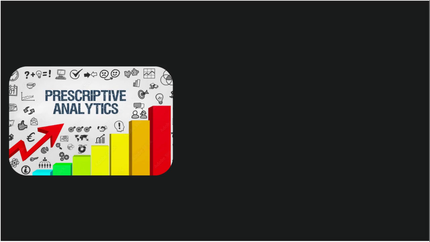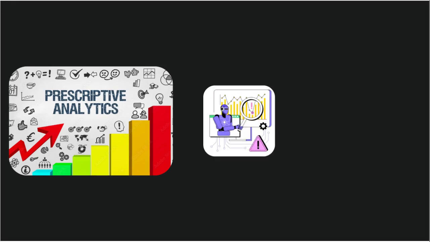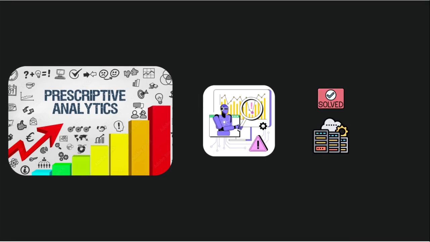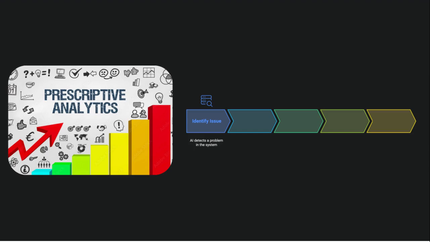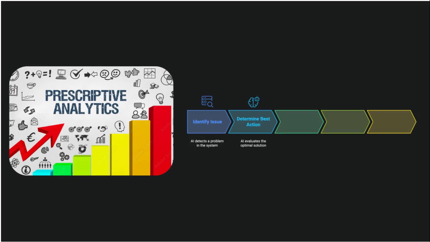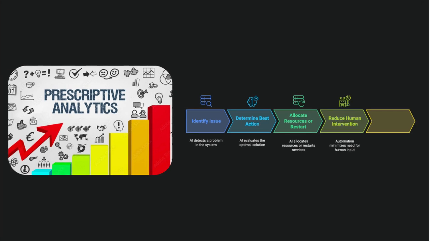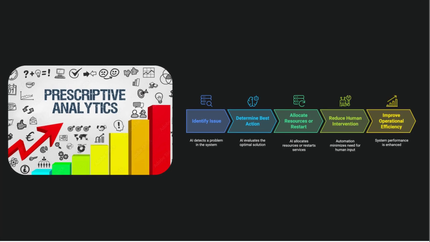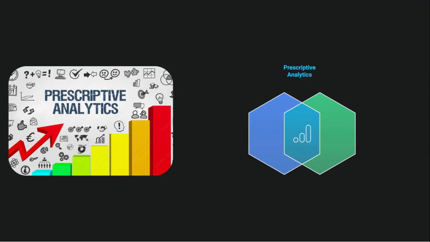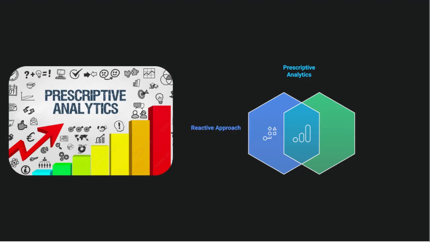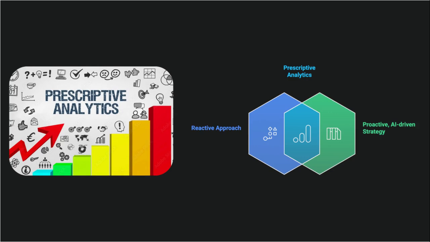Now, let's take it a step further. What if AI could not only predict failures but also resolve them automatically? That's what prescriptive analytics does. AI-driven automation identifies the best course of action to fix an issue. For example, if an application server is running out of memory, AI can automatically allocate more resources or restart the service. Self-healing systems reduce human intervention and improve operational efficiency. With prescriptive analytics, IT teams move from a reactive approach to a proactive, AI-driven strategy.